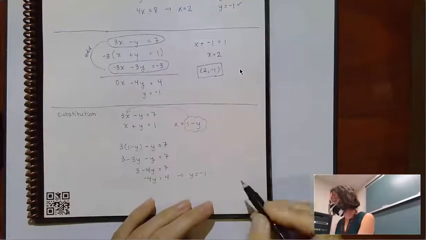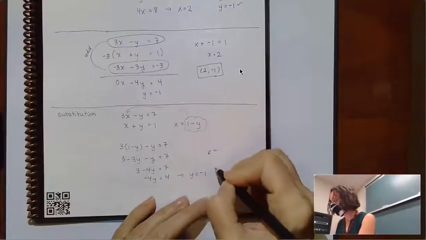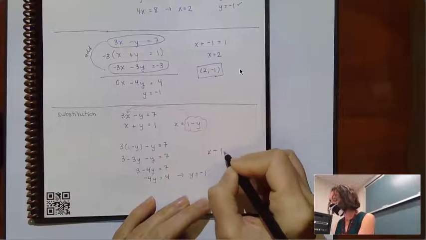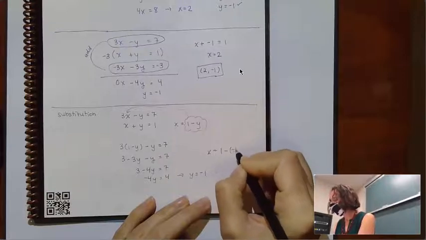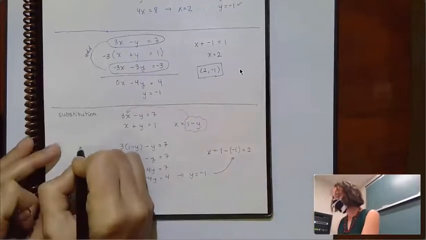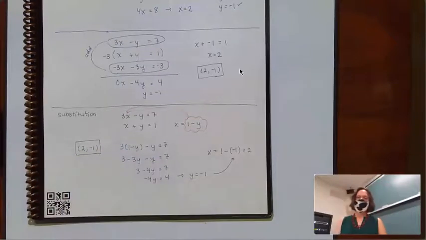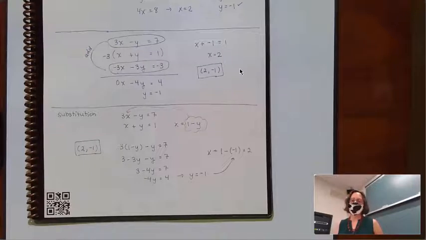To finish this off, once I know what y is, now I'm looking for that x equals equation. And since x equals 1 minus y, that's going to be 1 minus a negative 1, and I get 2. Some people find it comforting that there are lots of correct ways to do a problem. Many people find it frustrating that there are many correct ways to do a problem. Either way, it's kind of what we're stuck with.